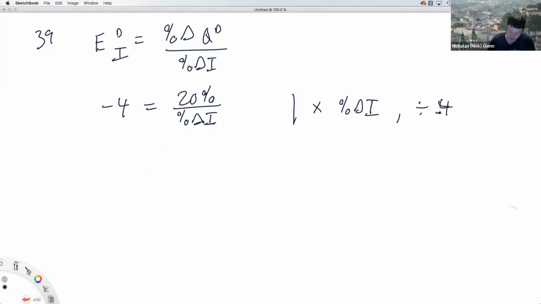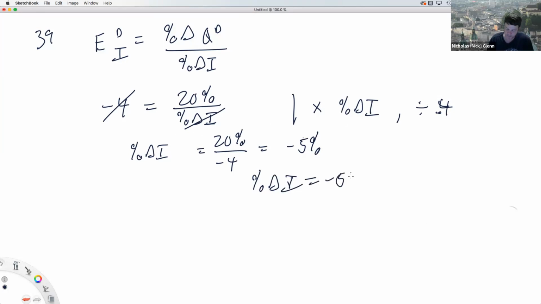So when you multiply both sides by the percent change in income, that's going to eliminate it here, put it on this side. When you divide by -4 on both sides, that's going to eliminate it here. But you're going to divide this other side by that. So you're going to have 20% divided by -4. So this is -5%. Okay. So the percent change in income here is negative. And if you'll notice, the elasticity of demand that we're given here is negative. So this is an inferior good.